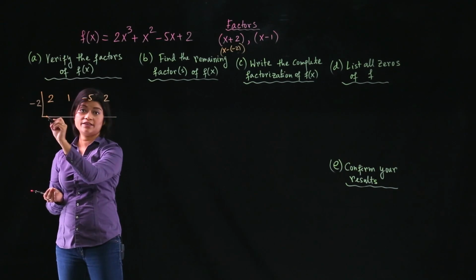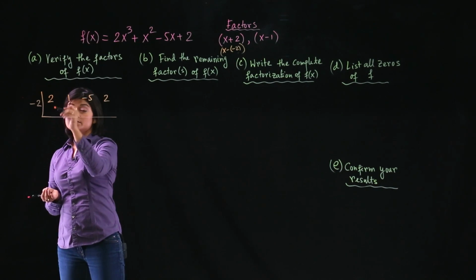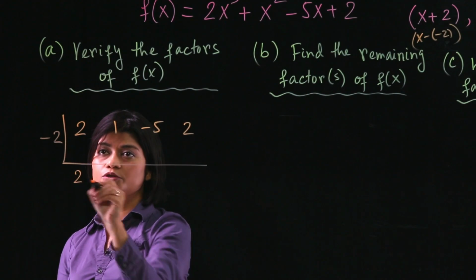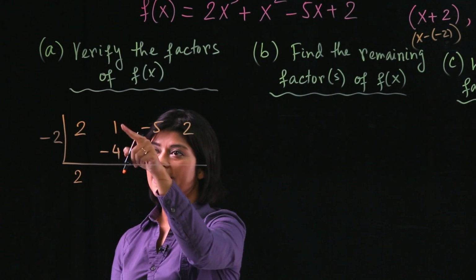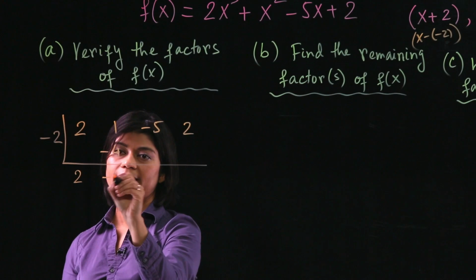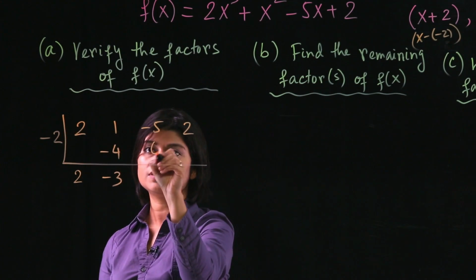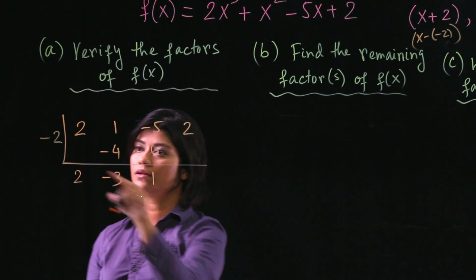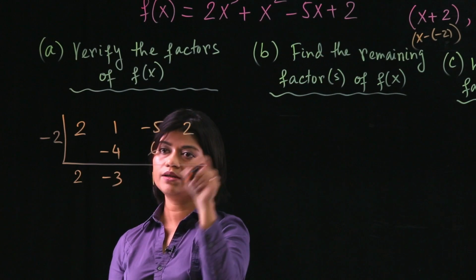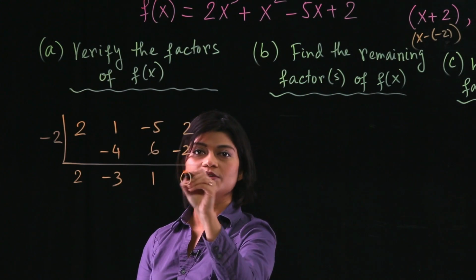All right, so let's check if negative 2 is a 0. This is synthetic division. You bring down 2. 2 times negative 2 is negative 4. Add negative 4 and 1, you get negative 3. Negative 3 times negative 2 is 6. 6 minus 5 is 1. Negative 2 times 1 is negative 2, which adds to 2 to give you 0.